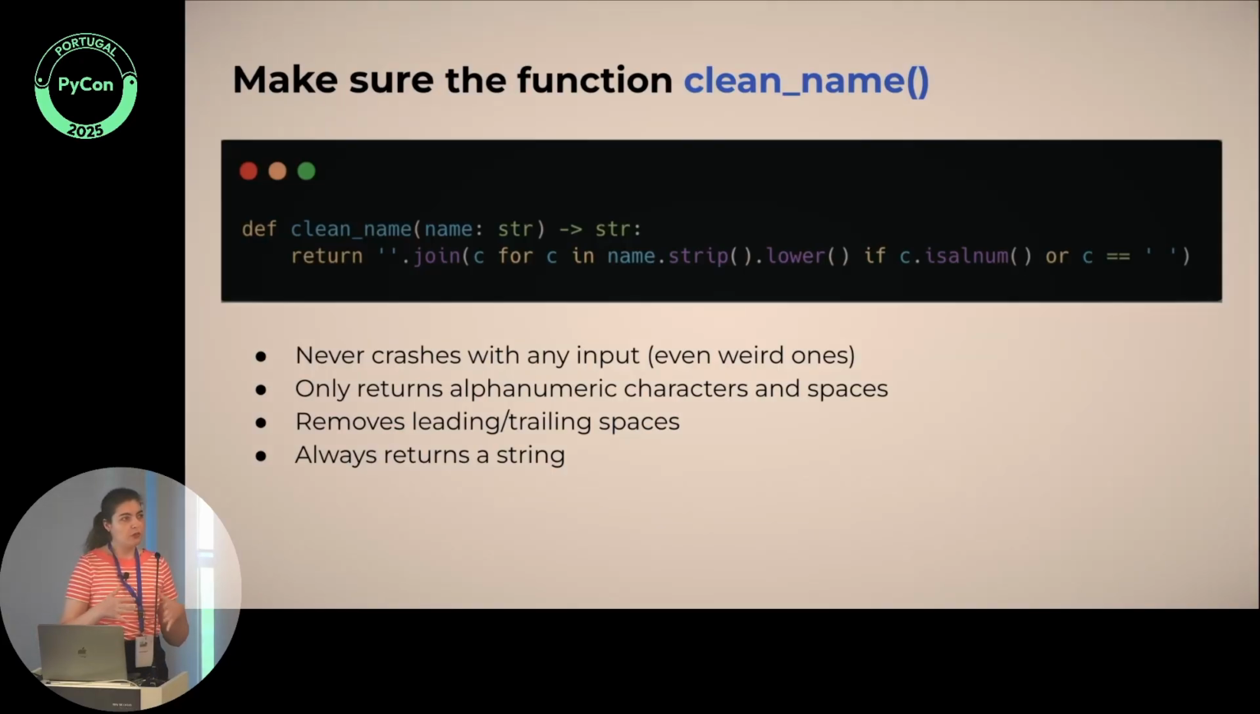Now we want to write a test for this function. We want to make sure that the function clean name never crashes with any input. It only returns alphanumeric characters and spaces. Also, it removes the leading and the trailing spaces, and it returns a string. So everybody now knows the example.